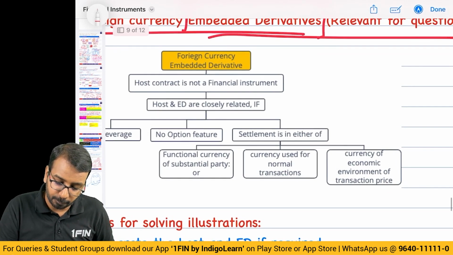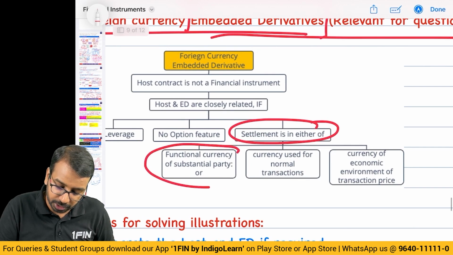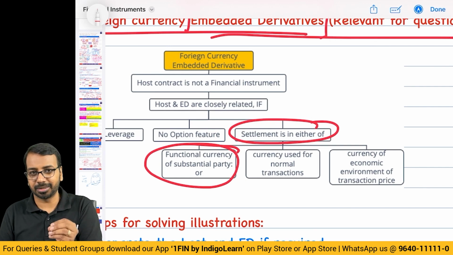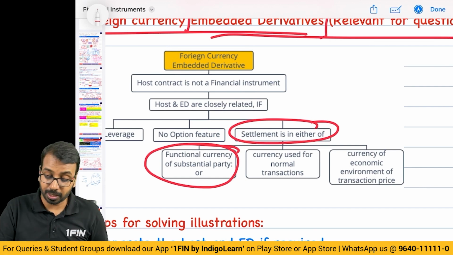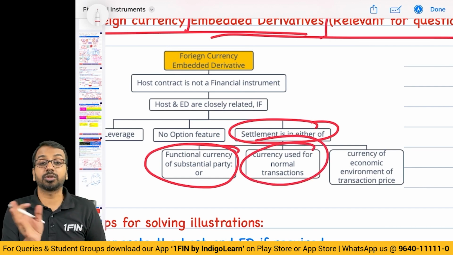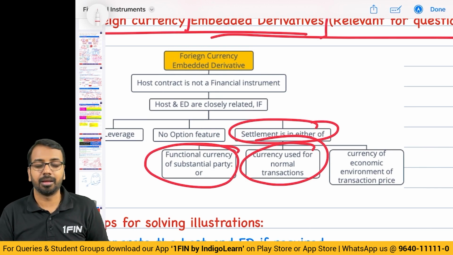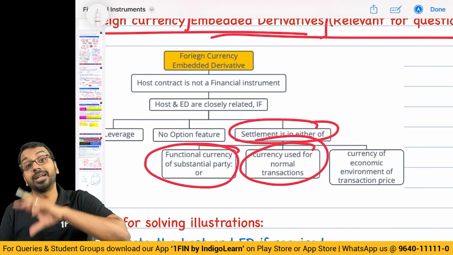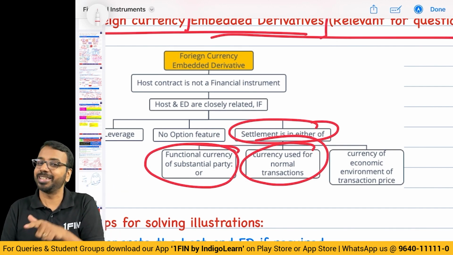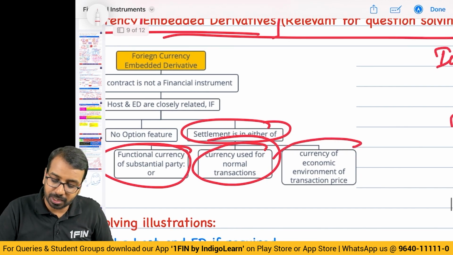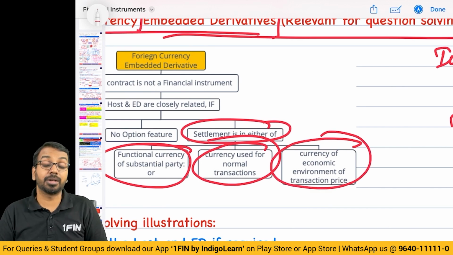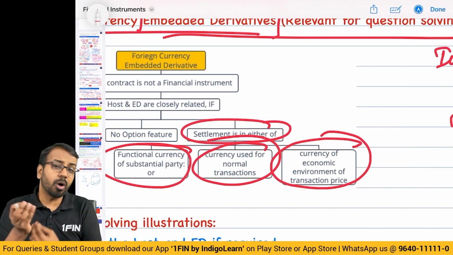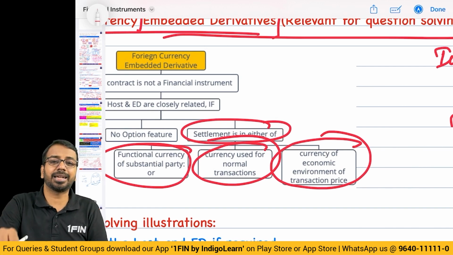We will not separate if the settlement is in either functional currency of a substantial party. So if the settlement happens in one of the party's currency, that is in this case rupees, then you will not separate. Or the currency is used for normal transactions of those assets being traded. If you are selling a machinery and buying a machinery in India, you will not sell it in dollars. Crude, internationally, is quoted in dollars, but machineries are not. Same way, it is settled in the currency of the economic environment where the transaction price is determined. So something is, let's say, determined out of Singapore or Middle East and all of that. What is the currency used there? If you are designating in that currency, no problem.